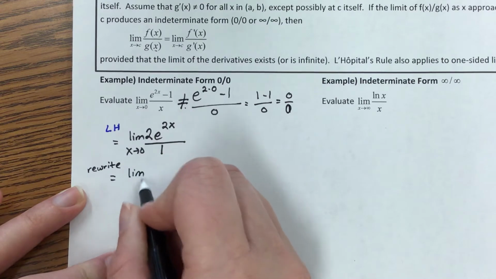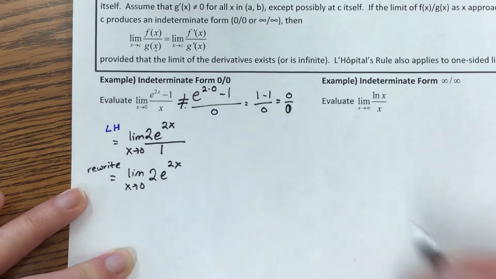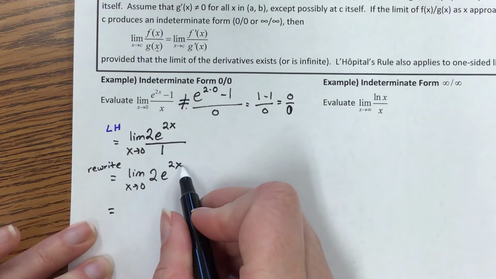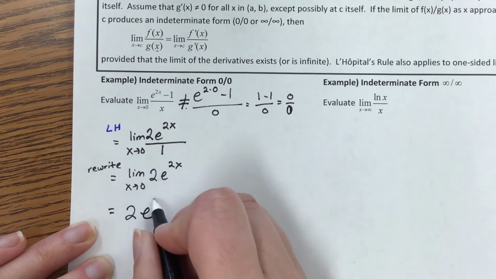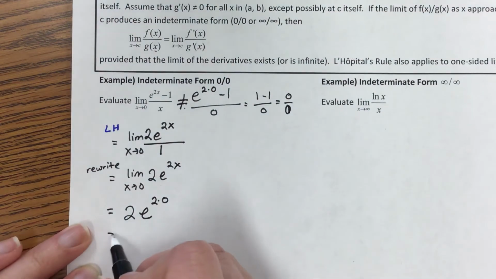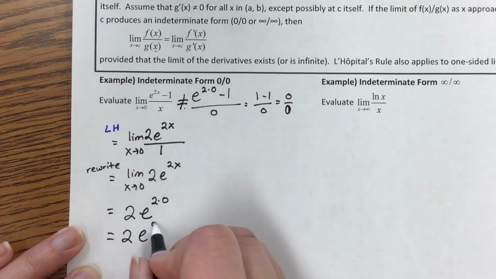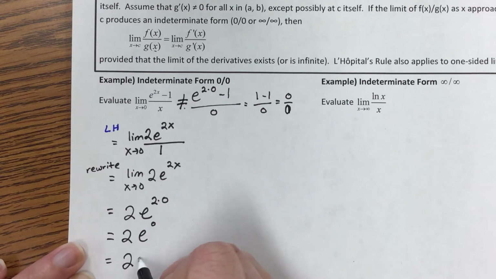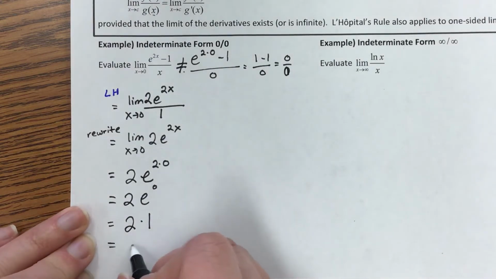So limit as x approaches 0 of 2e to the 2x. All right, let's plug in 0 now. Equals. If you're plugging in the number for x, you no longer write limit. So this is 2e to the 2 times 0. 2 times 0 is 0. So this is 2e to the 0 power. Anything to the 0 power is 1. So this is 2 times 1. And 2 times 1 is 2.